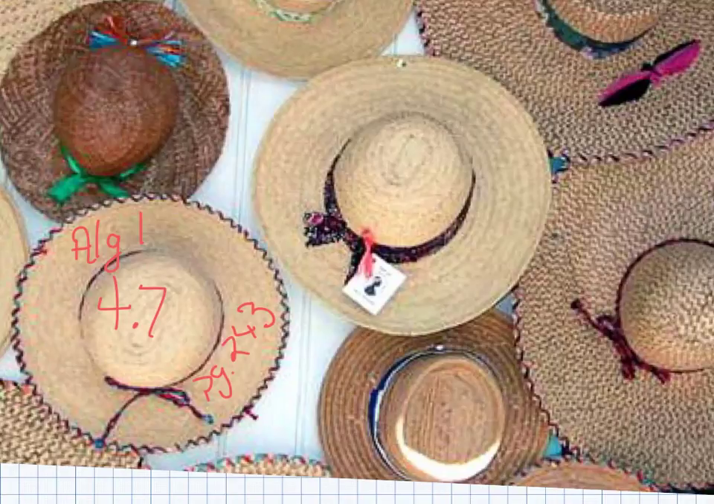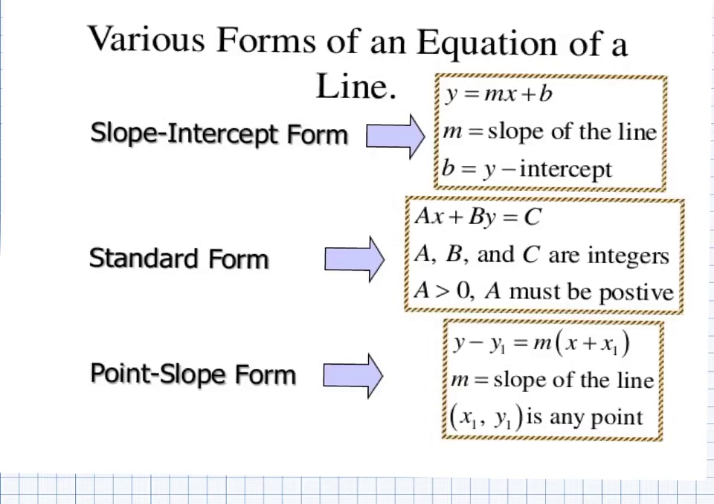I don't know. This is Algebra 1, 4.7. So I want to show you just various forms of an equation of a line. And what we're going to talk about today is the slope-intercept form, which is y equals mx plus b. M is the slope of the line, and b is the y-intercept. Now, a standard form of a line would be ax plus by equals c, where a, b, and c are integers, and a is greater than 0, and a must be positive.